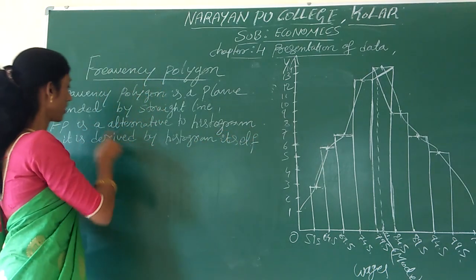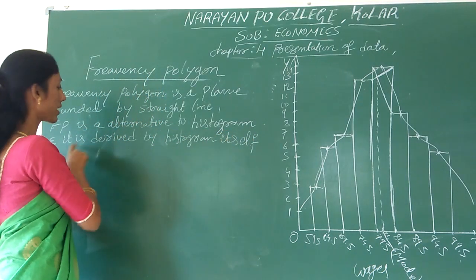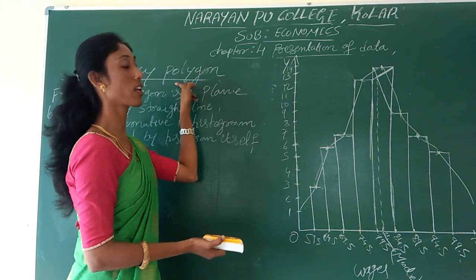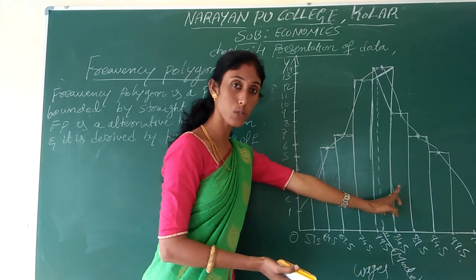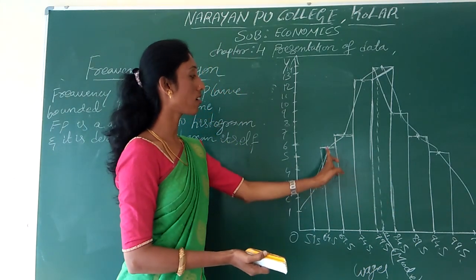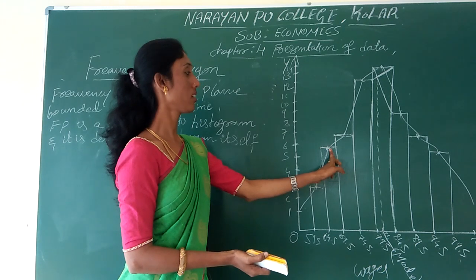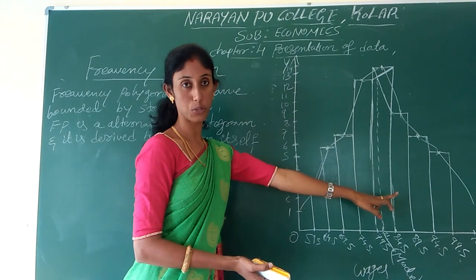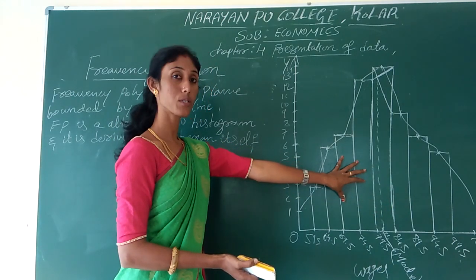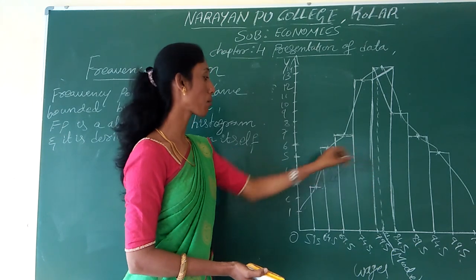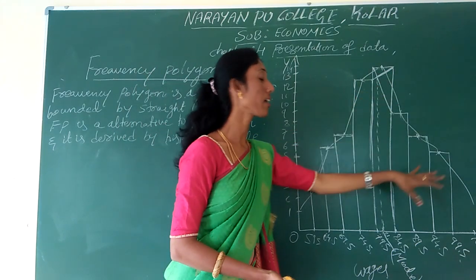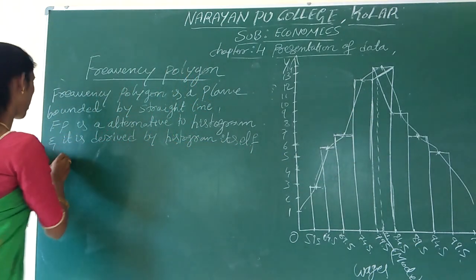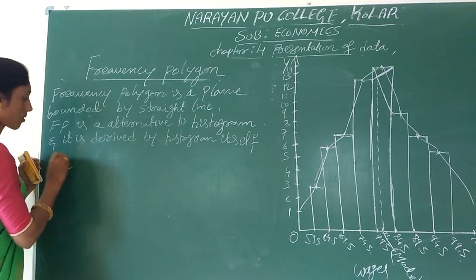I said it right. It's an alternative to the histogram, and it is derived by the histogram itself. If you want to get a frequency polygon, firstly we need to draw the histogram. Then only we can join the top side midpoints of the histogram. That's why the frequency polygon is derived by the histogram itself.